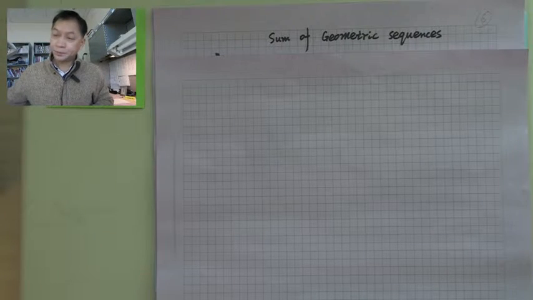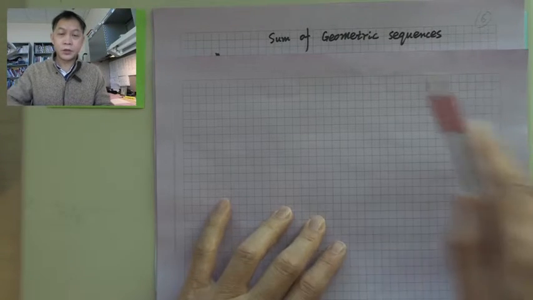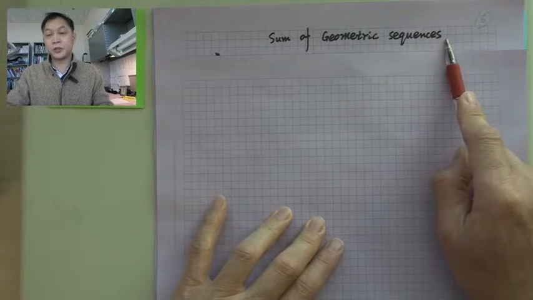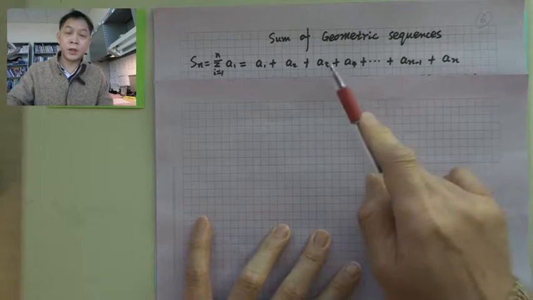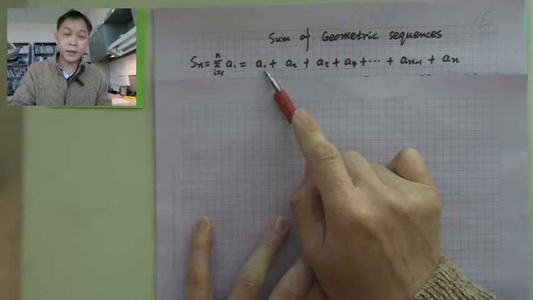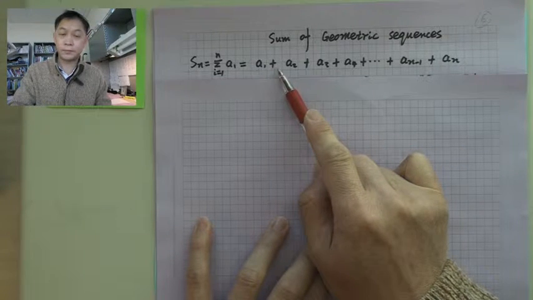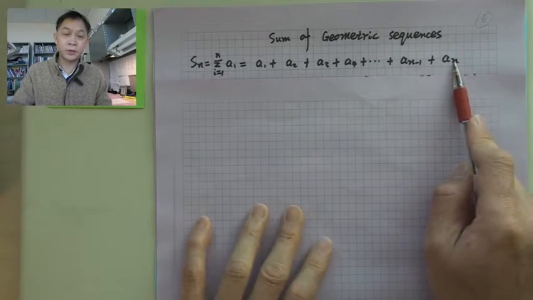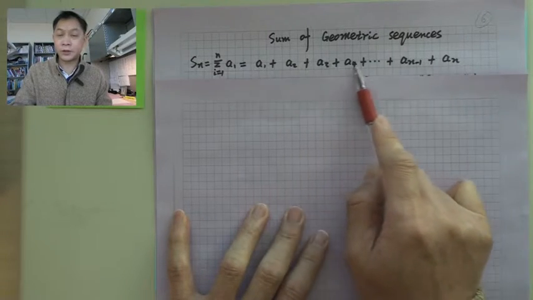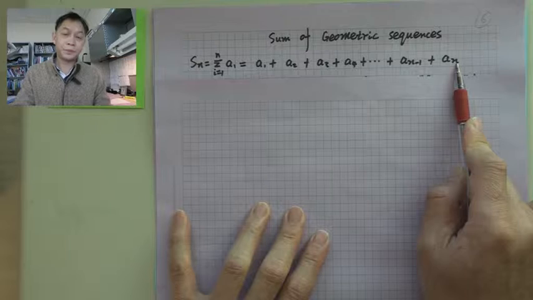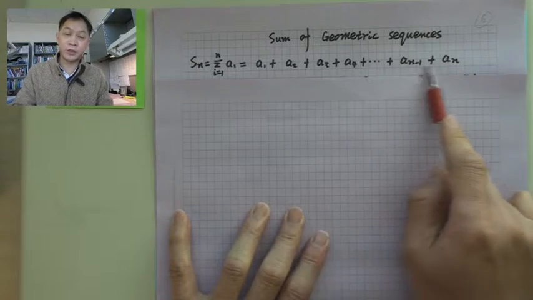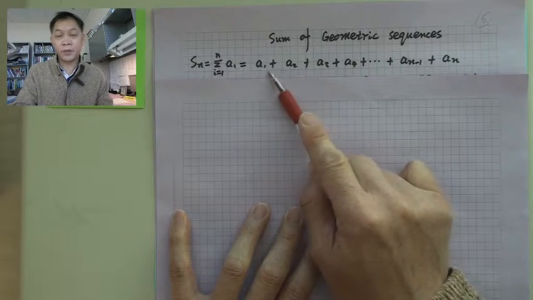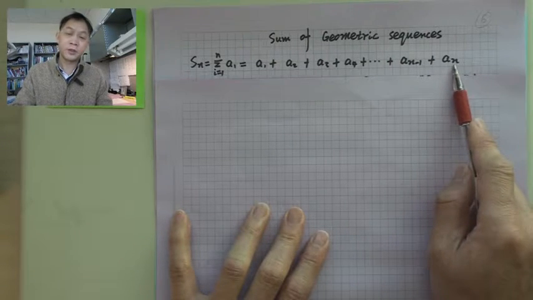In this lecture, we will talk about the sum of geometric sequences. Now, if there are n terms, how are we going to add those terms together? We know this is a geometric sequence. We are given that this one is a geometric sequence.